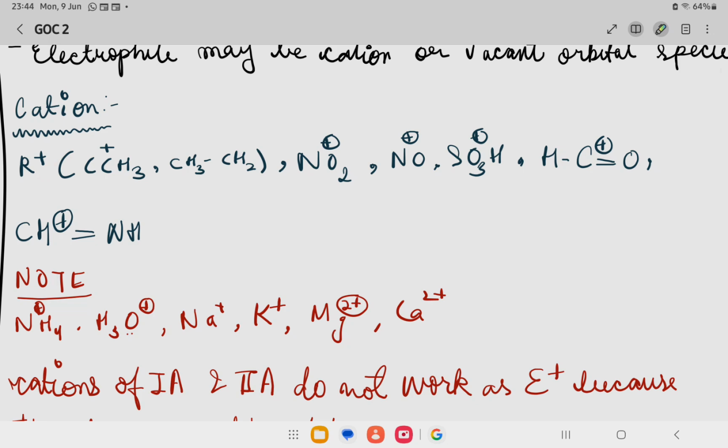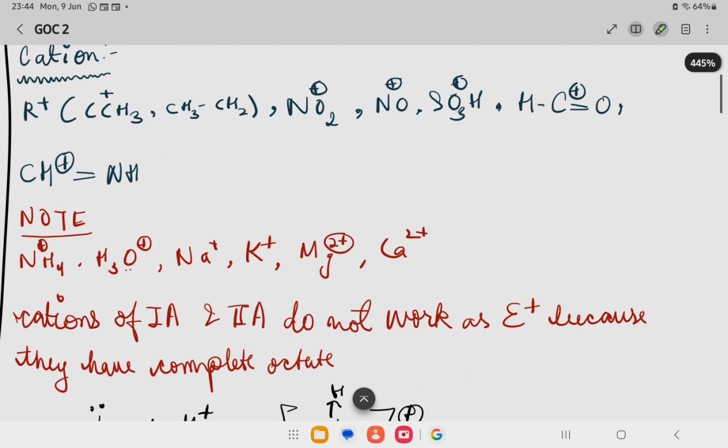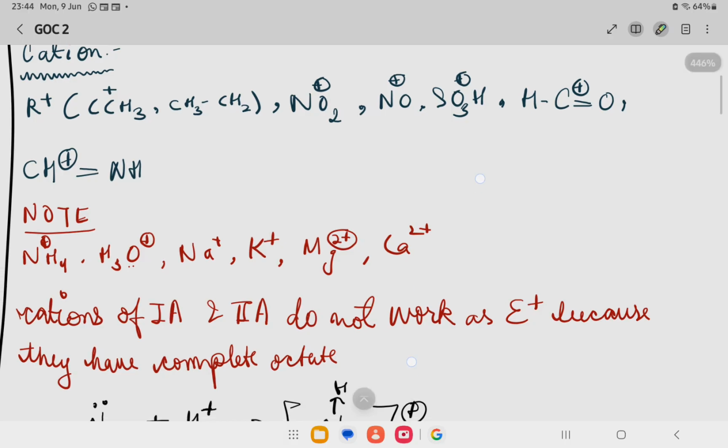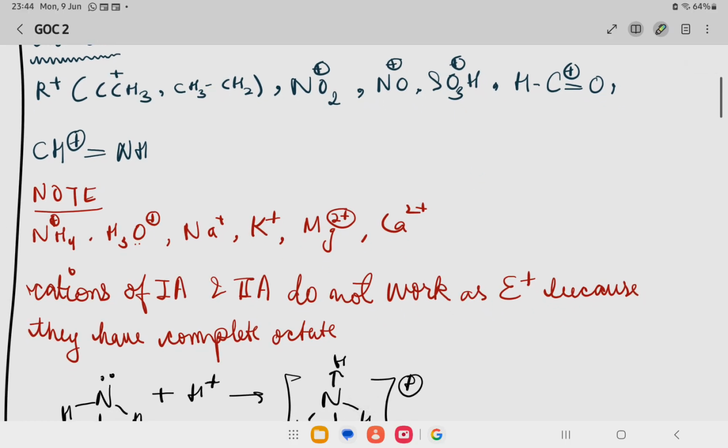आर प्लस में क्या क्या आता है? CH3+, CH3CH2+, NO2+, NO+, SO3, SO3H+, all these are examples of cations which are electrophiles. Note: CH4, H3O+, Na+, K+, Mg+, these all cations of 1A and 2A do not work as electrophile because they have complete octet. ये सब जो है इनका octet complete रहता है. That's why they do not work as electrophiles. Okay?